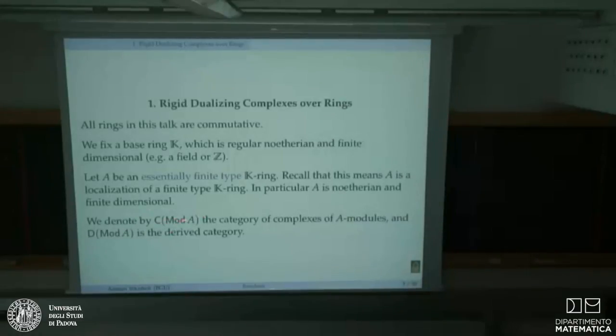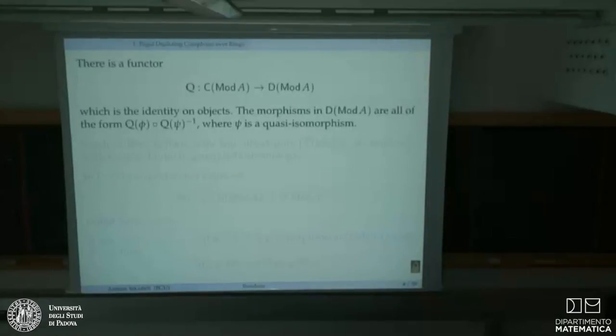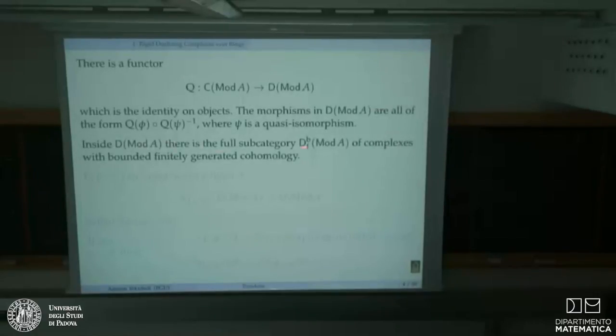Let me use this notation for the category of complexes and this notation for the derived category. Let me remind you that the objects in these two categories are the same. However, this is an abelian DG category, whereas this is just a triangulated category. There's this functor, whose effect is that it inverts quasi-isomorphisms. So any map here can be written, in a very non-unique fashion, as a fraction where the denominator is a quasi-isomorphism. Since our ring is Noetherian, it's sensible to talk about the finite part of the derived category, namely complexes that have bounded cohomology, and everything is finitely generated.